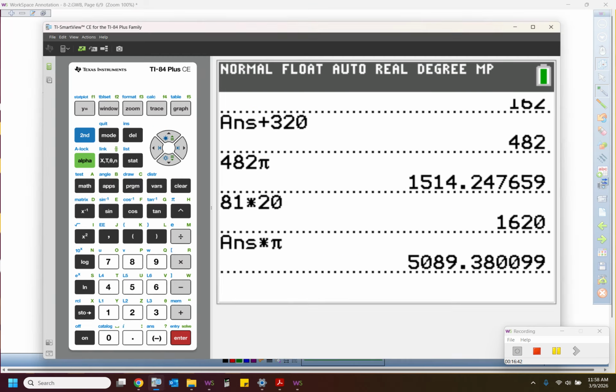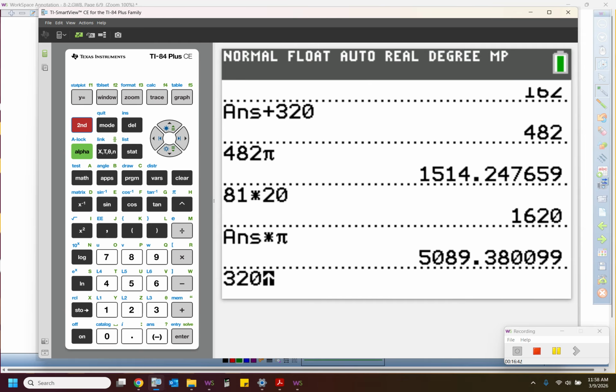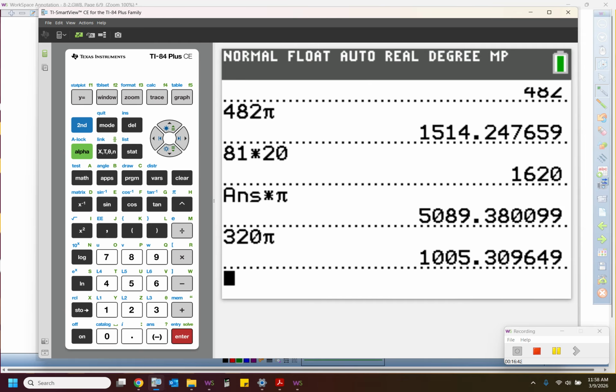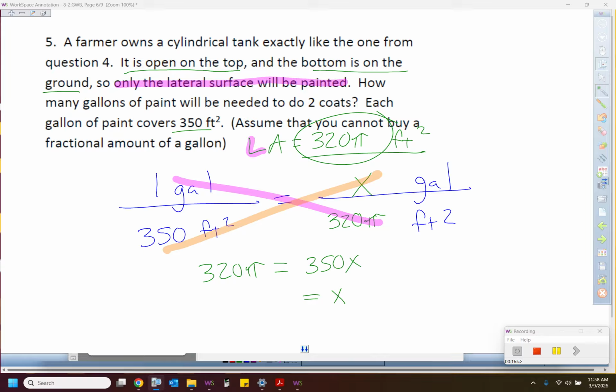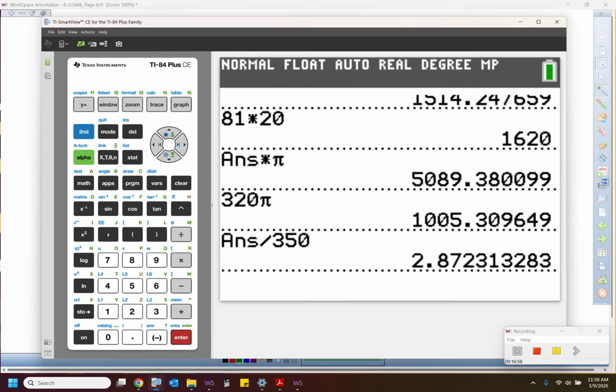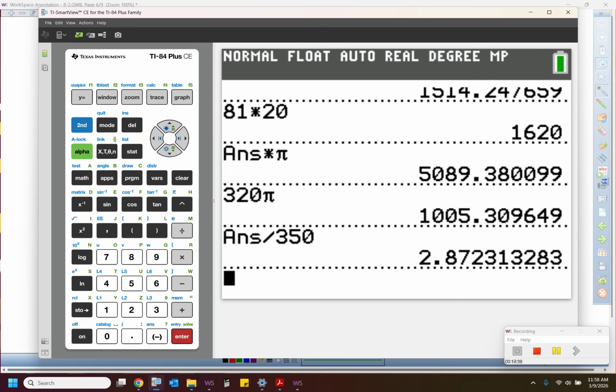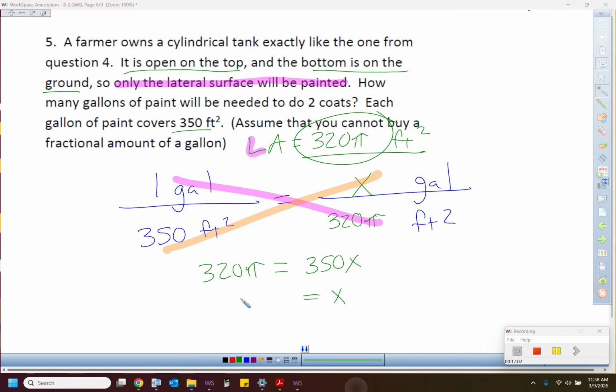So here's what I think would be safe. Figure out this 320 pi first and hit equals, and then divide it by 350. And it would take about 2.9 gallons of paint to do 1 coat. So x is this value right here. But here's the crazy thing. X is about 2.9, but honestly, I don't really want to round it off. It is true that you can't go to the store and buy a fractional amount of gallons of paint, like 2.9 gallons.